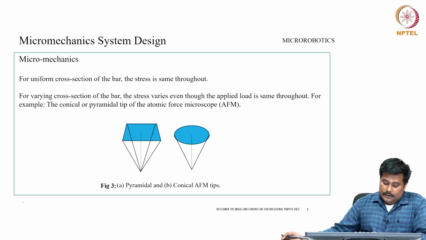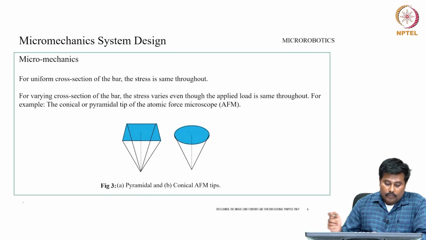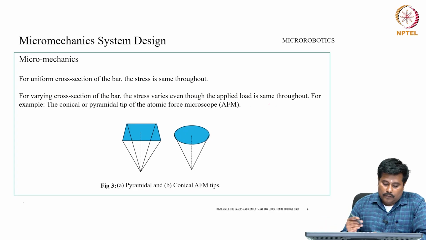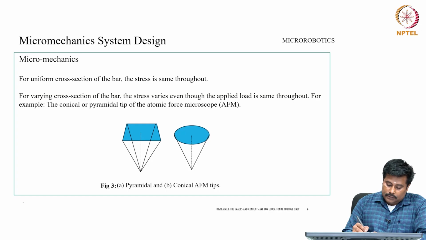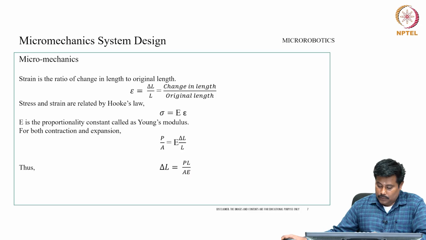In this case, for uniform sections of the bar, the stress is the same throughout. For a varying cross section of the bar, the stress varies throughout, though the applied load is the same. For example, the conical or pyramidal tip of an atomic force microscope. In the case of a pyramidal tip, we have a stress which is the same throughout, whereas in the case of a conical tip, we have a focused applied load which exhibits over here.